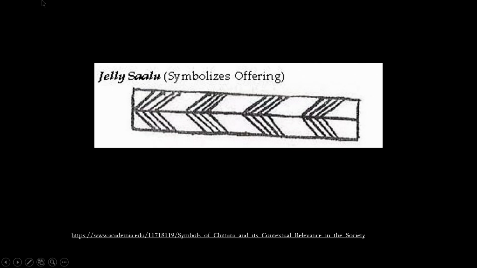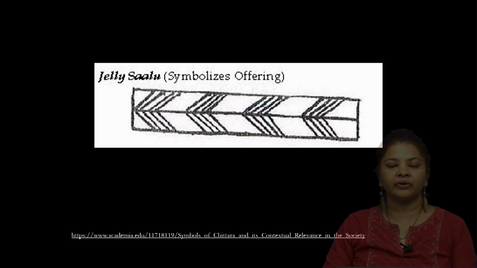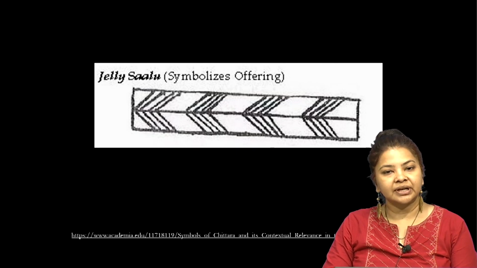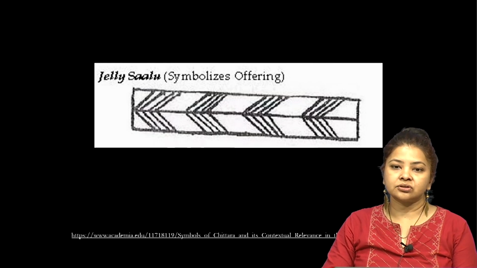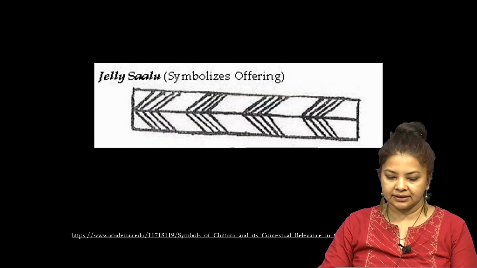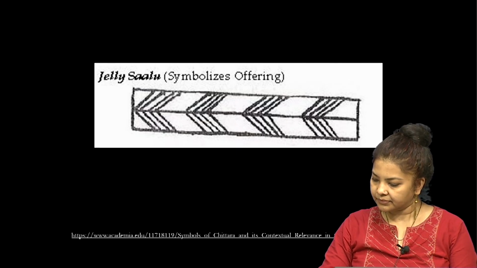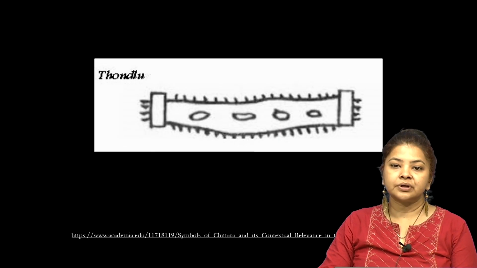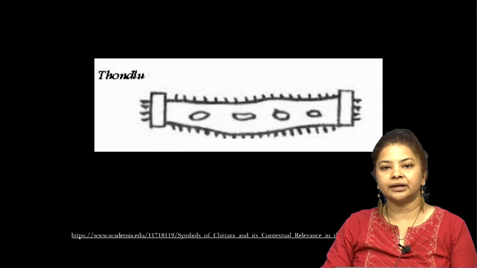So, this is Jeli Sattu, which symbolizes offering. This type of strap is also shown around the bride and the bridegroom when the wedding scene is depicted. It is said that it symbolizes offering, and it is also a symbol of purity. This is a strap shown around the head of the bridegroom.